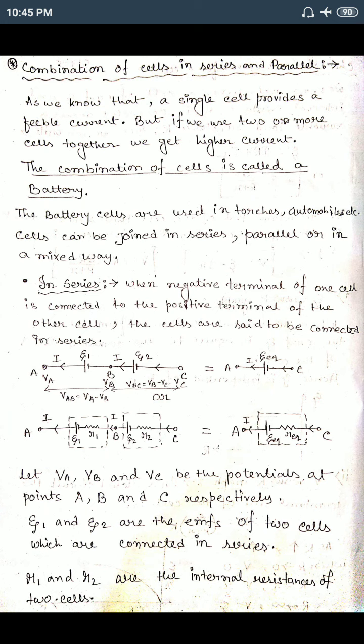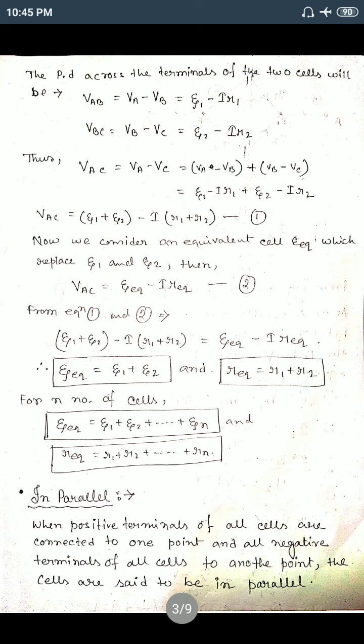So the potential difference across A and C, what can we write? VA minus VB plus VB minus VC, and we get the values of VA minus VB and VB minus VC. We put it over there. So VAC equals, that is equation number 1, E1 plus E2 minus I into R1 plus R2.